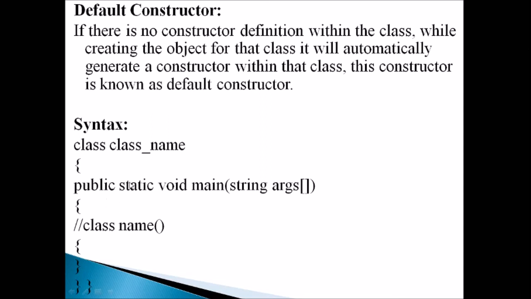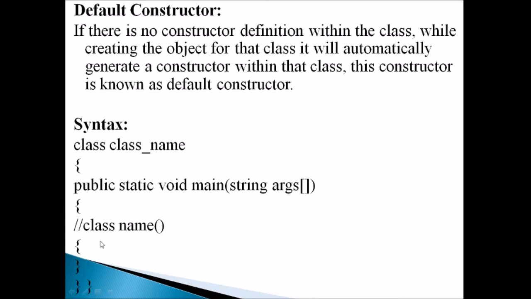Here is the syntax for a default constructor, where the keyword class with the class name and then an open curly brace, then public static void Main(string[] args), again an open curly brace. Within the main, the class name is given; this is called a constructor. The name will be the same as the class name. It has a block, and then the main and class are closed with the respective close curly braces. So this is the syntax for a default constructor.